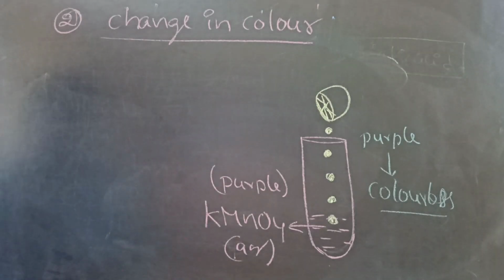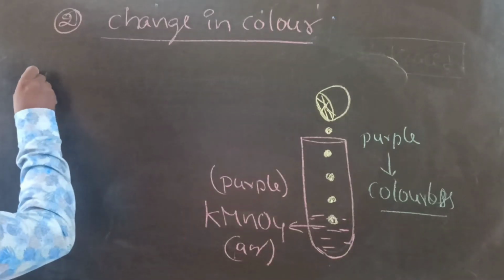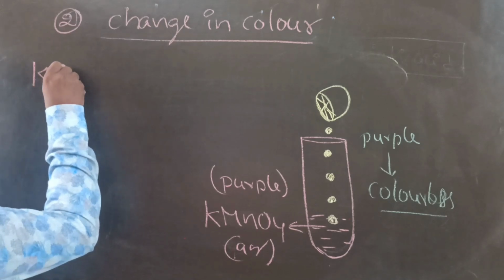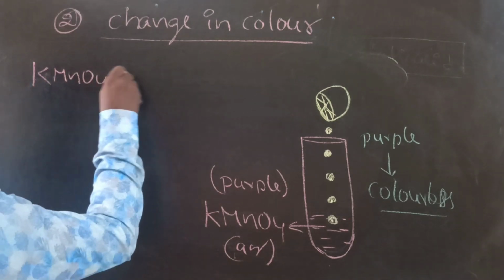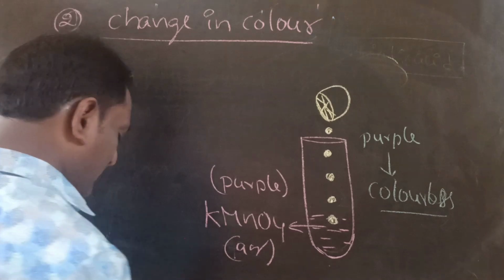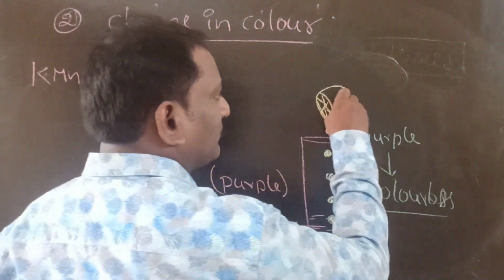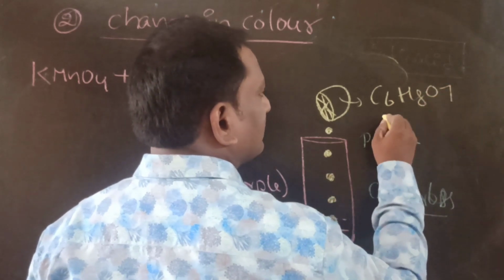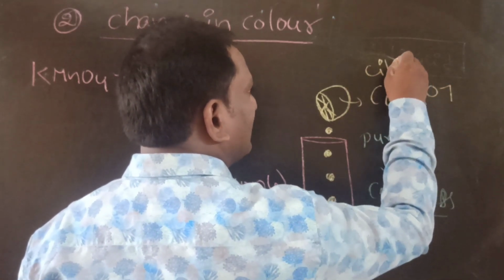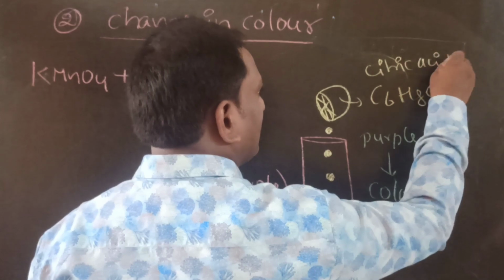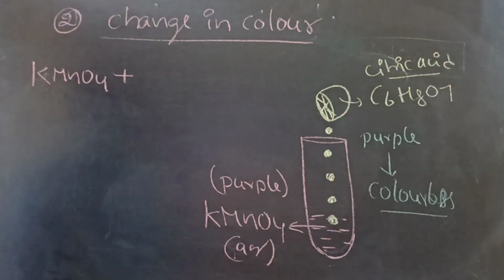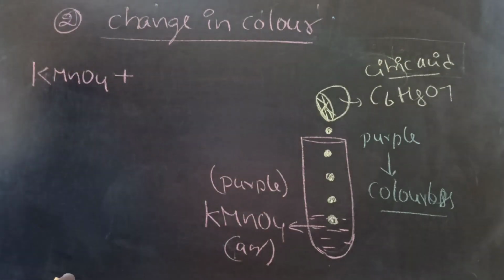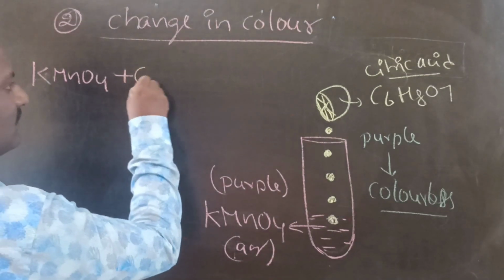Right, let me write the equation. So listen to me. When few drops of lemon juice are added to potassium permanganate, lemon consists of citric acid. Citric acid formula C6H8O7. Citric acid. Please make a note of it.